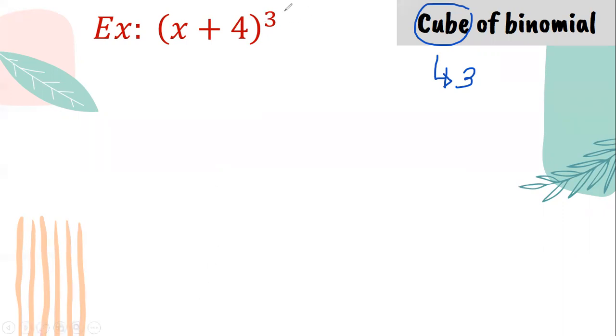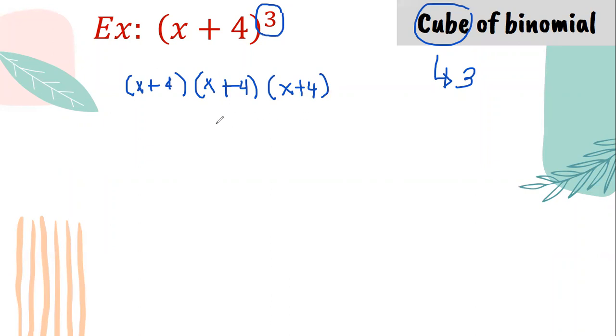So you have to expect that the exponent is 3. Meaning to say, you have to rewrite x plus 4 three times. Okay, so let's write, po, x plus 4 times x plus 4 times x plus 4. Tatlong beses ko po siya nire-write since the exponent is 3. Okay, so how are we going to solve this kind of example?